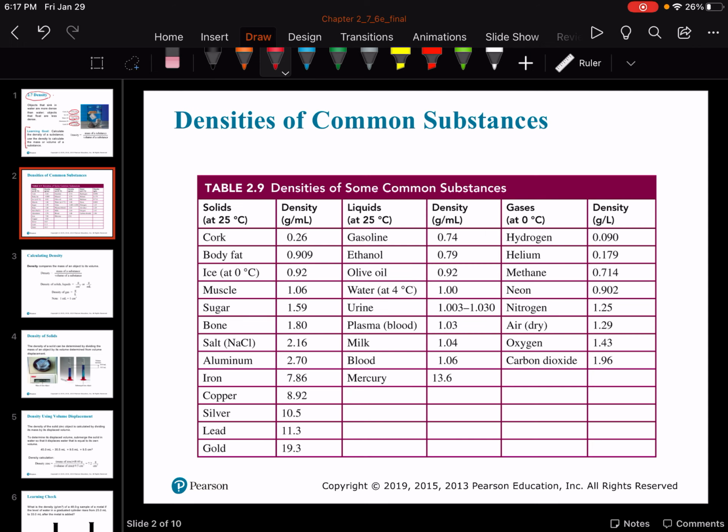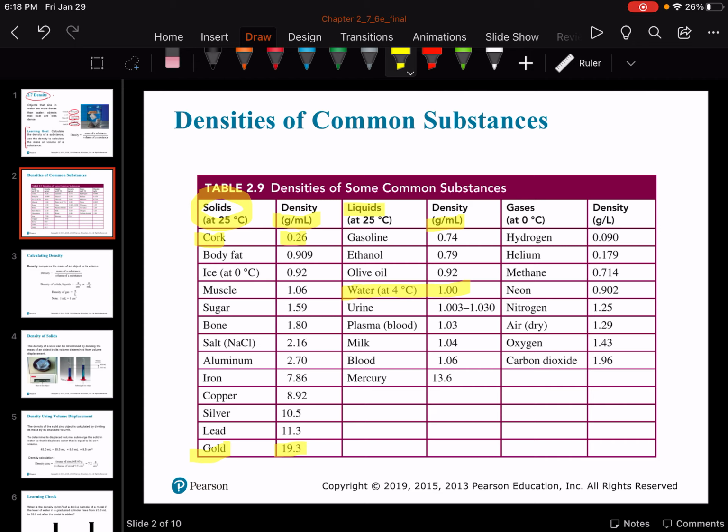All right, so here's a table from your textbook, and this gives some reference points for densities. So the density in grams per mil of cork is 0.26. These are solids over here, okay? So we have a wide range of densities. Cork is 0.26. Gold is 19.3, right? Liquids in grams per mil. Water is 1. That's our reference point. We always reference everything to water.